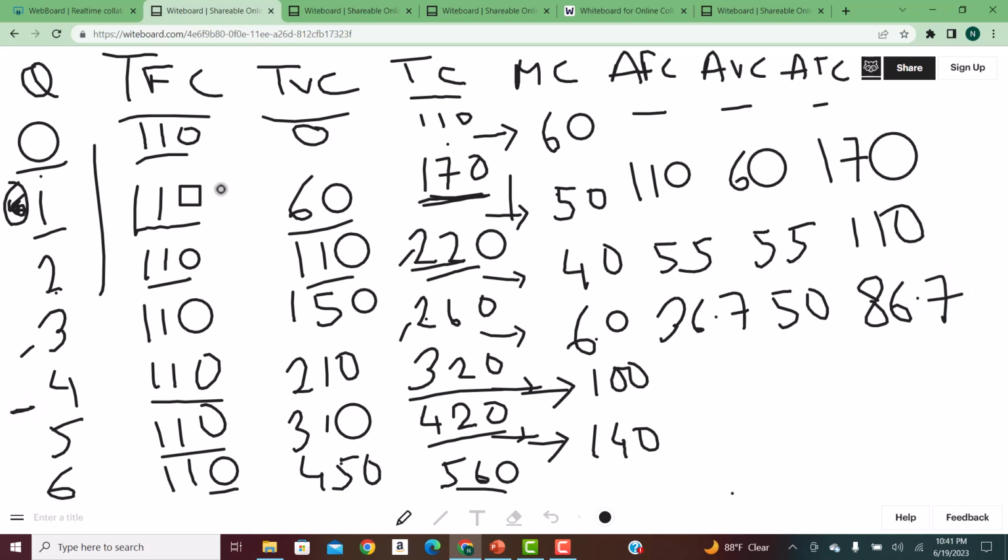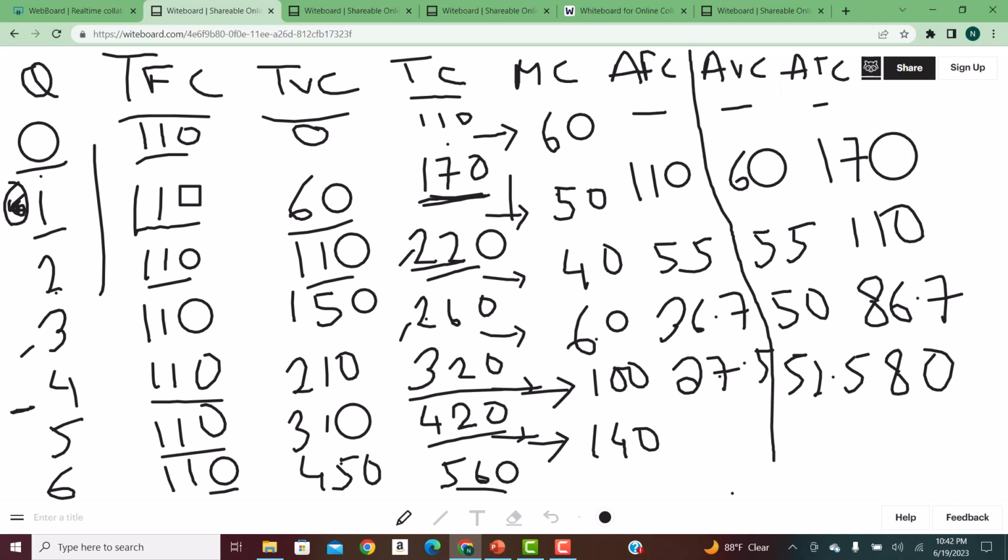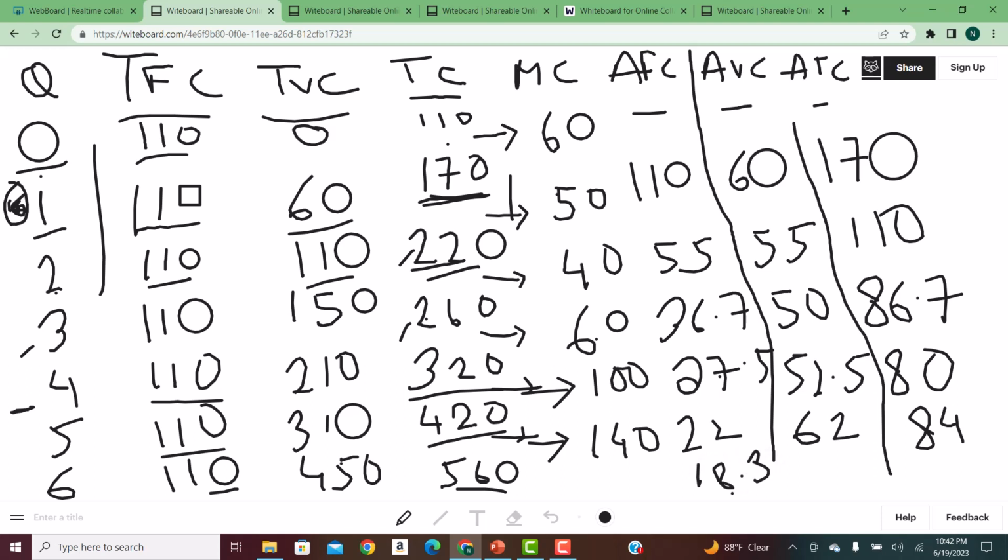Next, we go on to 4 units of output produced. 110 divided by 4 for the average fixed cost is 27.5. Average variable cost is 210 divided by 4, which is 52.5. And then average total cost is 320 divided by 4, which is 80. I want to draw a line here so you can distinguish the differences. Then at 5 units, we have 110 divided by 5, 22. Then 62. Same way, we are calculating 84. And then at 6 units, we have 18.3, we have 75, and we have 93.3.